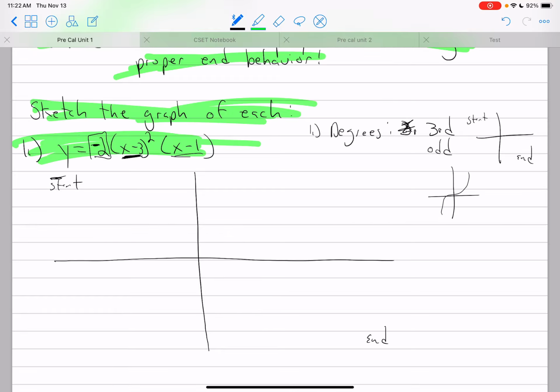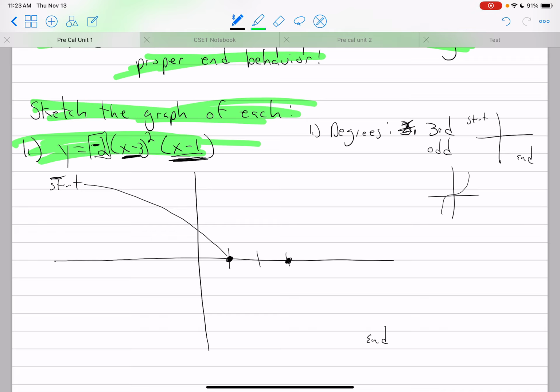All right, so I see I have a root at x minus 3. So I'm going to go 1, 2, 3. So one of my roots is here. And x minus 1, so my two roots are at 3 and 1. Okay, so I know I've got to start at the top. So I'm going to go to my first root.